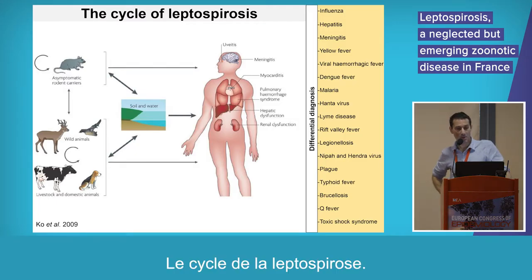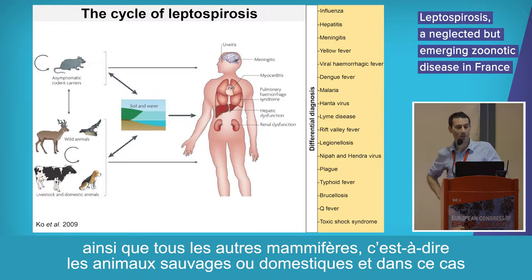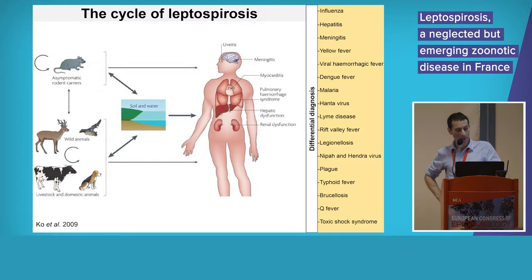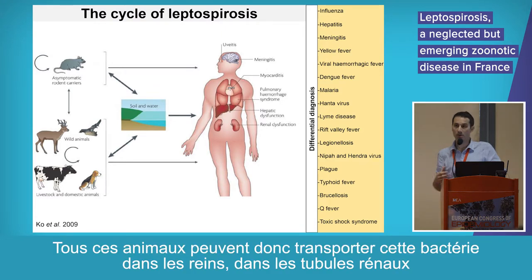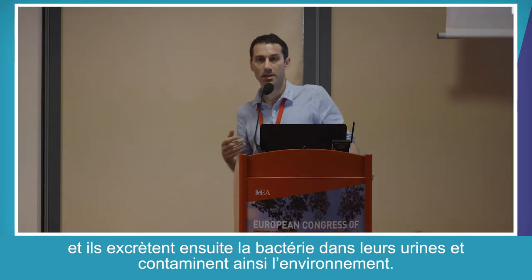So, the cycle of leptospirosis. Leptospirosis is a zoonotic disease. Two groups of animals can carry the pathogenic bacteria: the rats, which are asymptomatic carriers of the bacteria, and every other mammal, wild animals or domestic animals. In this case, these infected mammals can develop the disease. All these animals can carry the bacteria in the kidney, in the renal tubules, and they are going to excrete the bacteria in their urine and then contaminate the environment.